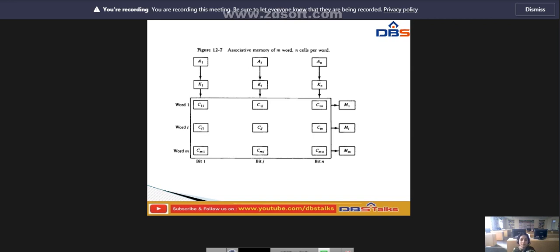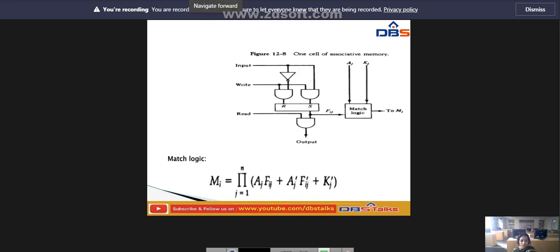So this is the associative memory of m words and n cells per word. Next, having the one cell of associative memory. In this diagram we consider a flip-flop storage element Fij, and circuits for reading, writing and matching the cells. The input bit is transferred into the storage cell during a write operation. The stored bit is read out during a read operation.